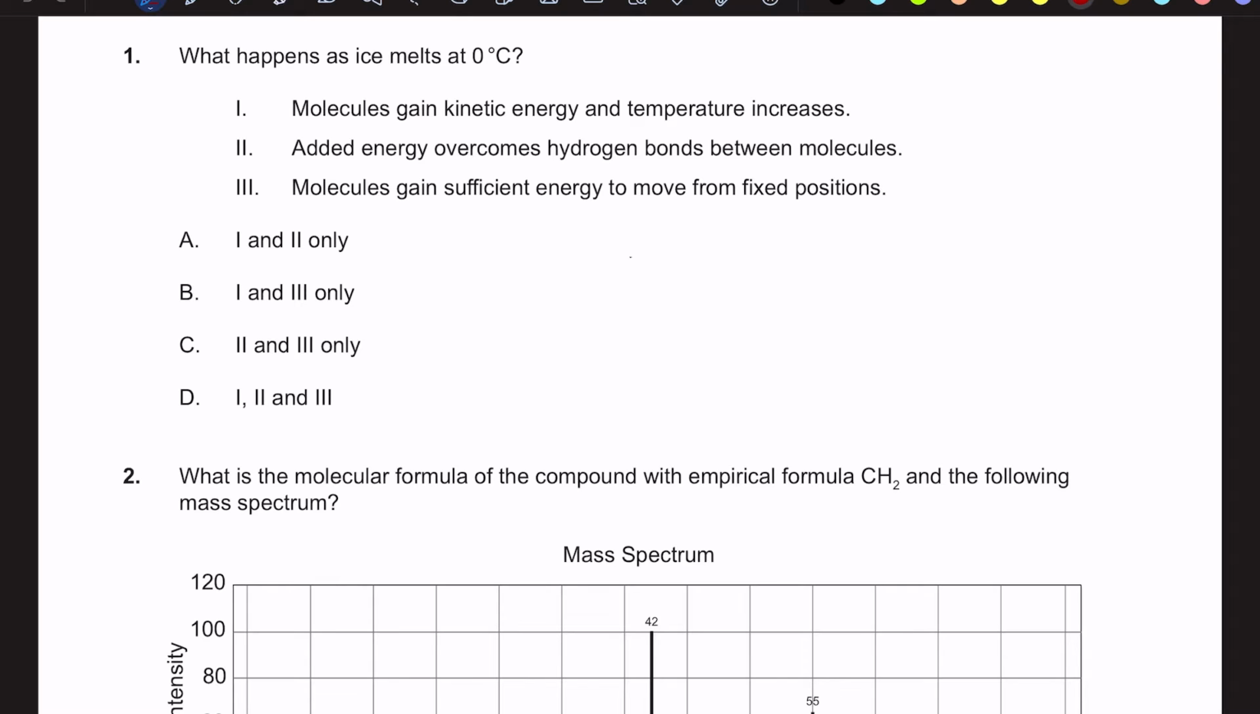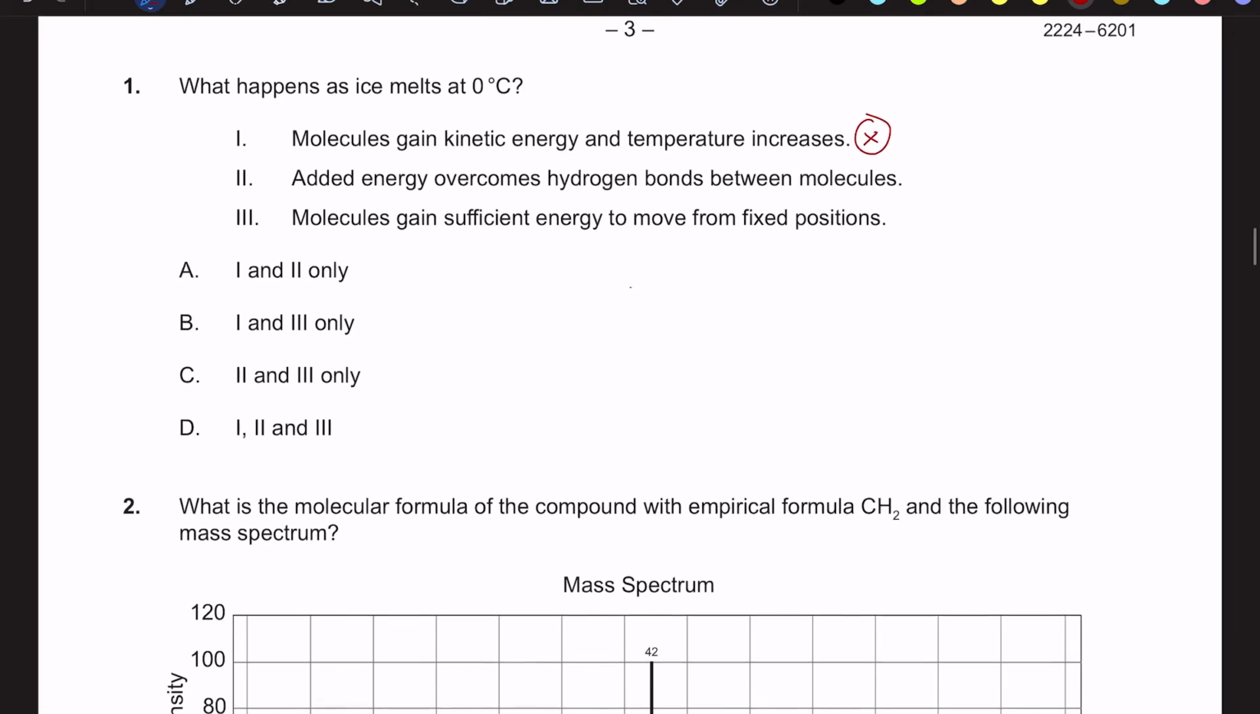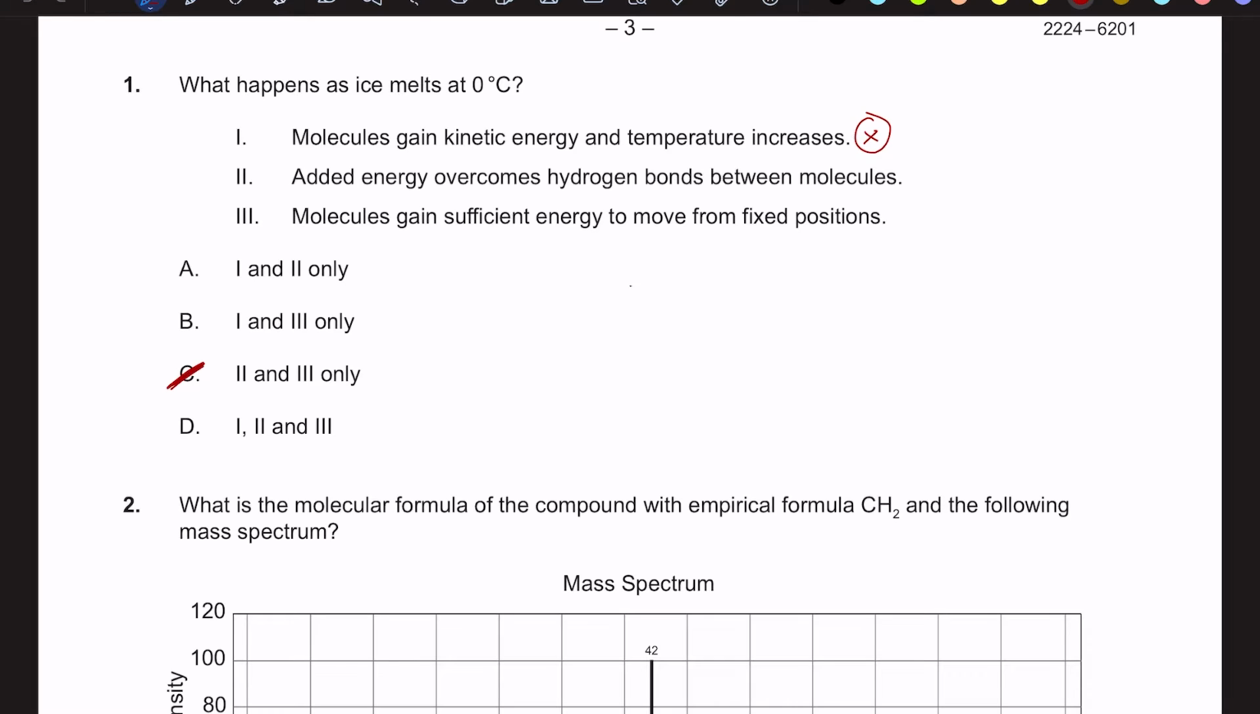The first one, molecules gain kinetic energy and temperature increases. The thing is, when ice starts melting, the temperature does not increase. Temperature starts to increase when all of the ice has melted, right? So with this much information, I can eliminate option one. And if I eliminate option one, just by looking at the options, I know that the correct option should be C. But let's check the other two options.